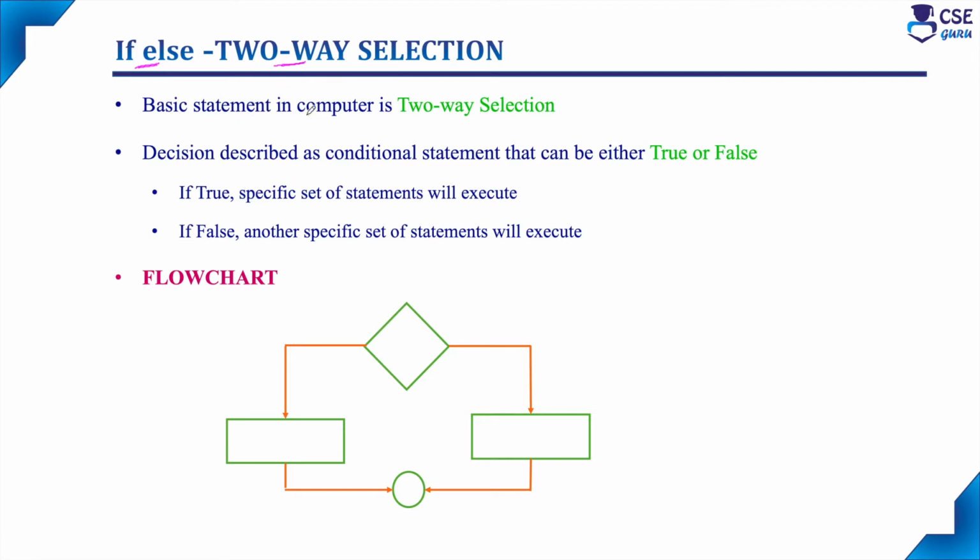The basic statement in computer programming is the two-way selection statement. The usage of the simple if statement is very limited. Generally, we will use this two-way selection statement, that is the if-else statement. Here, the decision is described as a conditional statement. So, the condition will be specified along with if. If the condition is true, a specific set of statements will execute, and if the condition is false, another specific set of statements will execute.